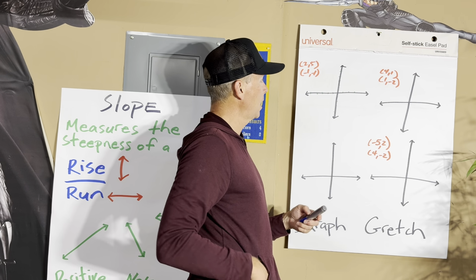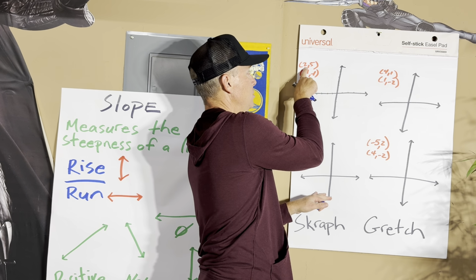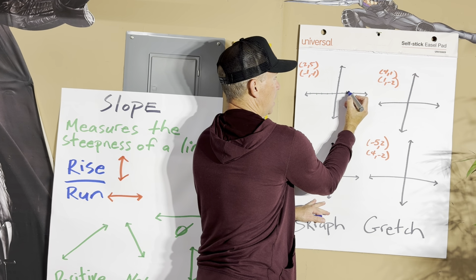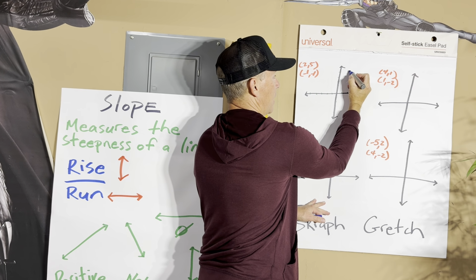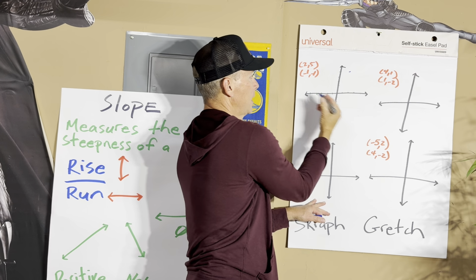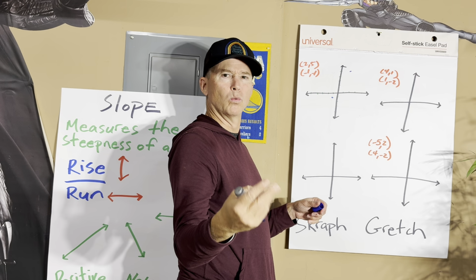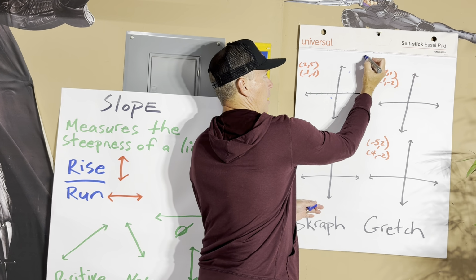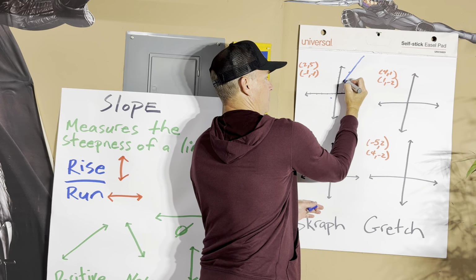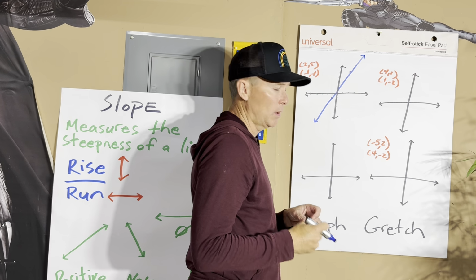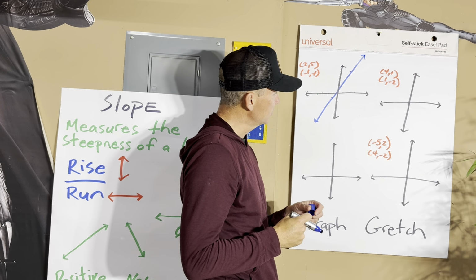All right, okay, so we're gonna plot these 2 points, 2, 5. So right 2, up 5. Right 2, up 5, okay? And then -1, -1. So what we're gonna do is, if you have a ruler for this part, it's okay. But again, because we are scrapping or gretching, we are going to go ahead and just freehand it.